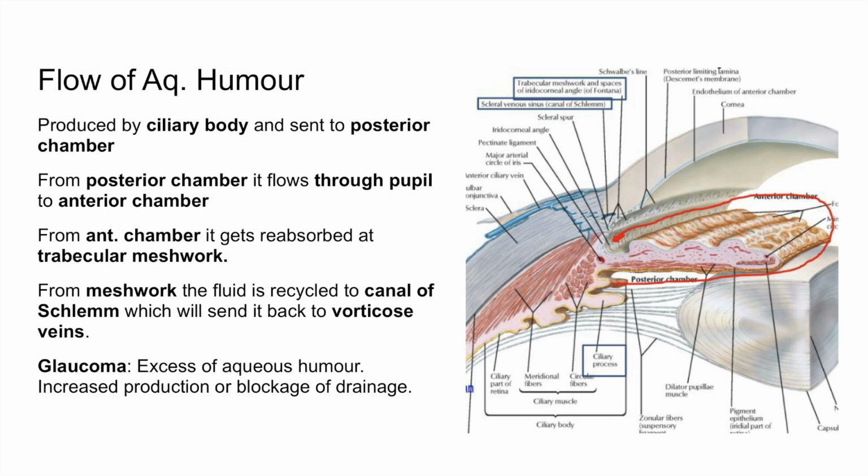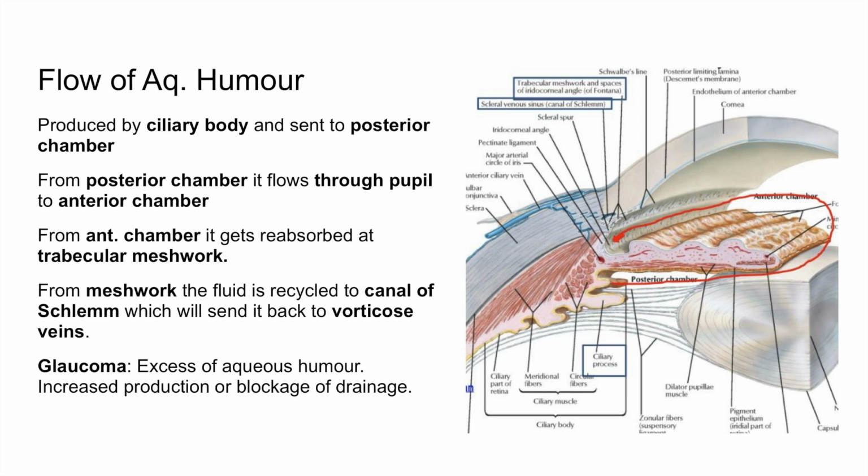So again, if there's increased production or, more commonly, impaired drainage, this is very similar to hydrocephalus with the ventricles of the brain, right? So with impaired drainage, especially at the trabecular meshwork or at the canal of Schlemm, aqueous humor accumulates and intraocular pressure then rises, and this leads to glaucoma. So the high yield flow to memorize is ciliary body to posterior chamber, through the pupil to anterior chamber, into the trabecular meshwork, then the canal of Schlemm, and finally into the venous circulation, and any disruption along this pathway results in increased pressure and potential damage to the optic nerve.